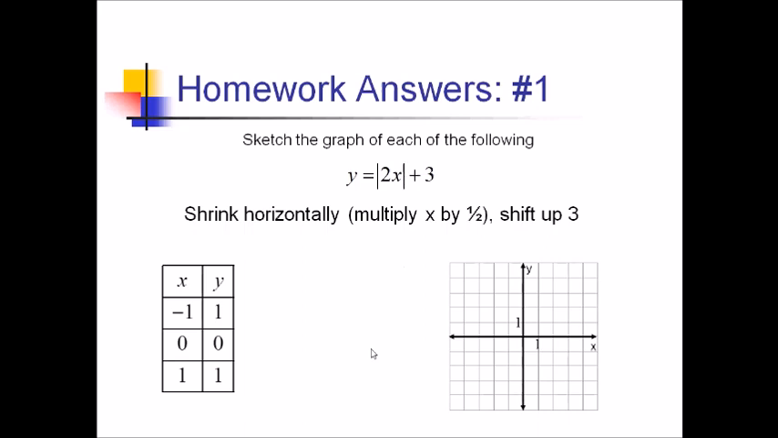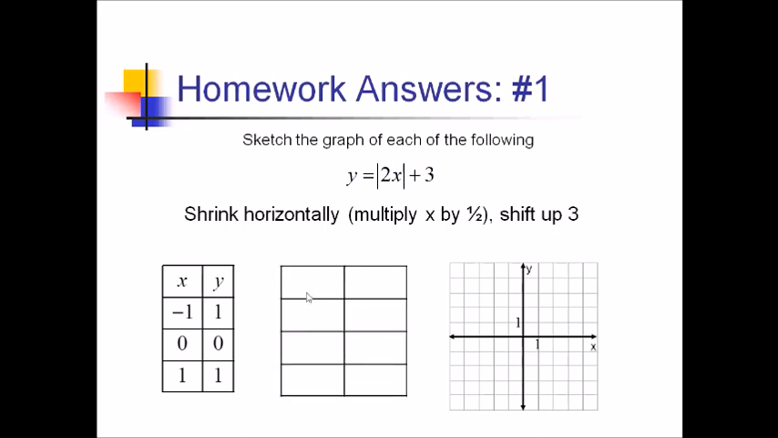So let's put that in a table. We've got 1/2 times x, y plus 3. Going down the x column now, this is going to be -1/2, 0, and +1/2. For the y's, we're just adding 3, so 4, 3, and 4 again. Putting the points on here now, we have -1/2, 4, 0, 3, and +1/2, 4. And just draw a V through those.